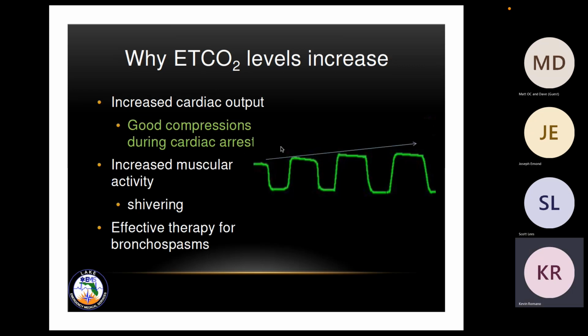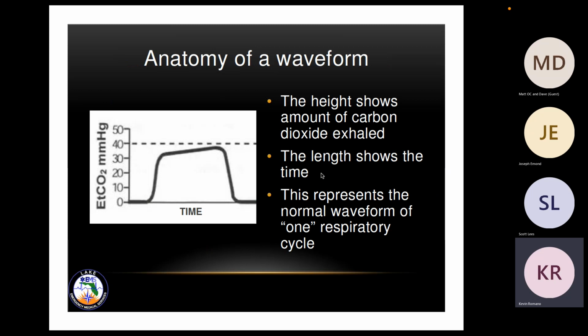You'll see increased end tidal levels during good compressions in a cardiac arrest, and with increased muscular activity, like shivering. Effective therapy for bronchospasms, right? So that's our bronchodilation, whether we use, like I said before, ipratropium bromide, albuterol, DuoNeb, our mags, epis, the corticosteroids, even oxygenation with CPAP can help with this as well. So all these different medications and therapies we're using for bronchospasm will show that increased level of end tidal.